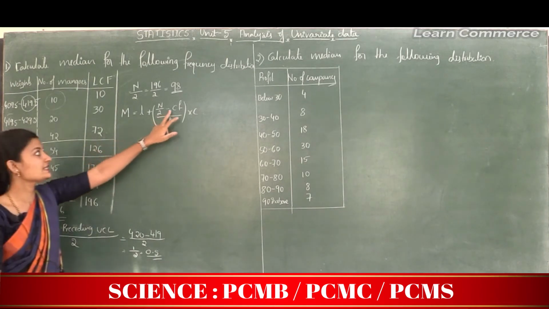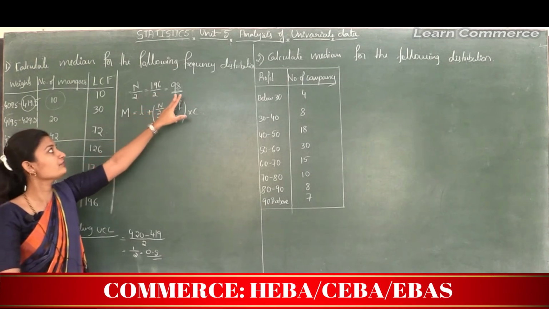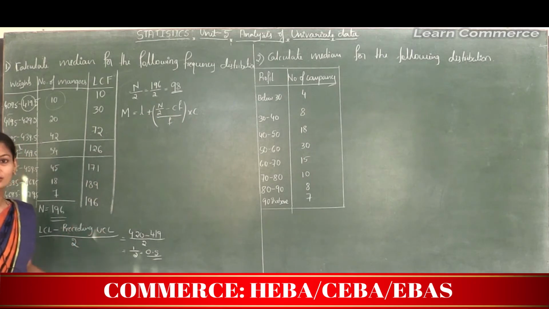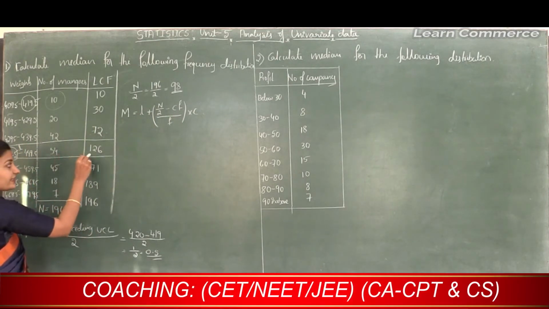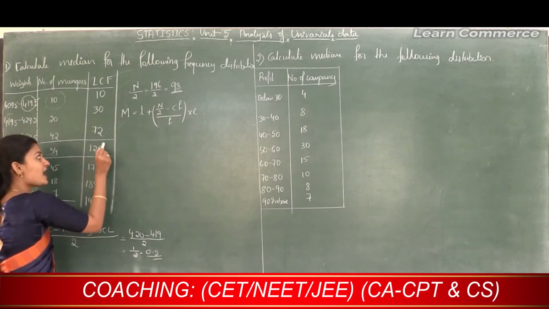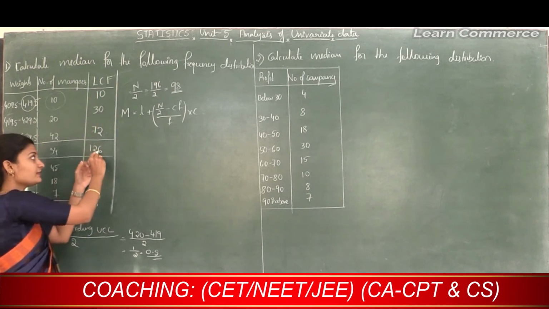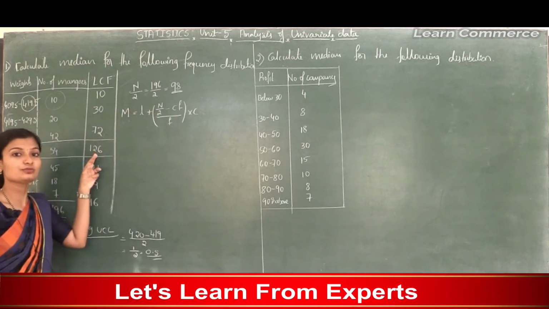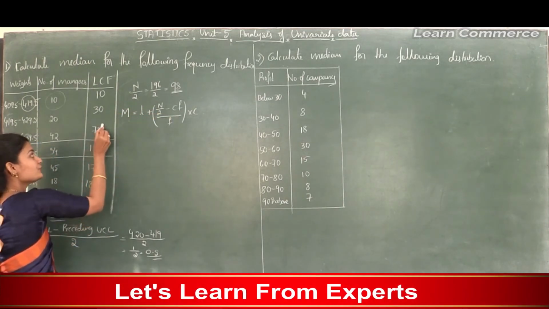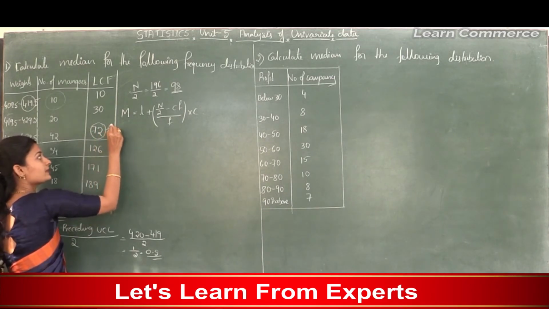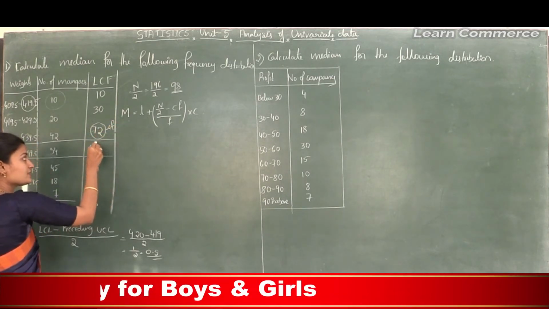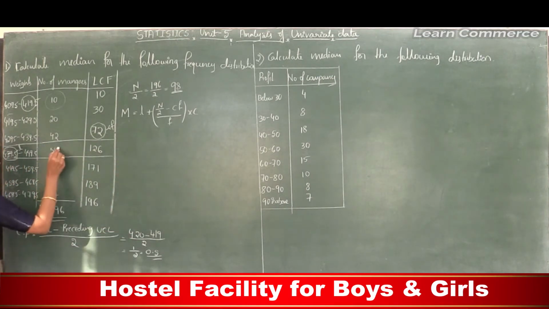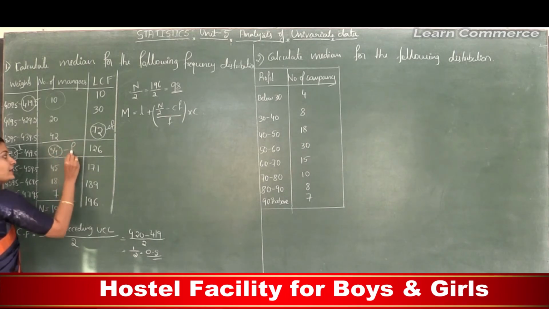Next, we need N by 2. Here N by 2 is 98. Then we need CF, the preceding cumulative frequency. To calculate the median we need the cumulative frequency preceding the selected median class. Here the preceding cumulative frequency is 72. Next, we need F, which is the class frequency. Here the class frequency is 54.